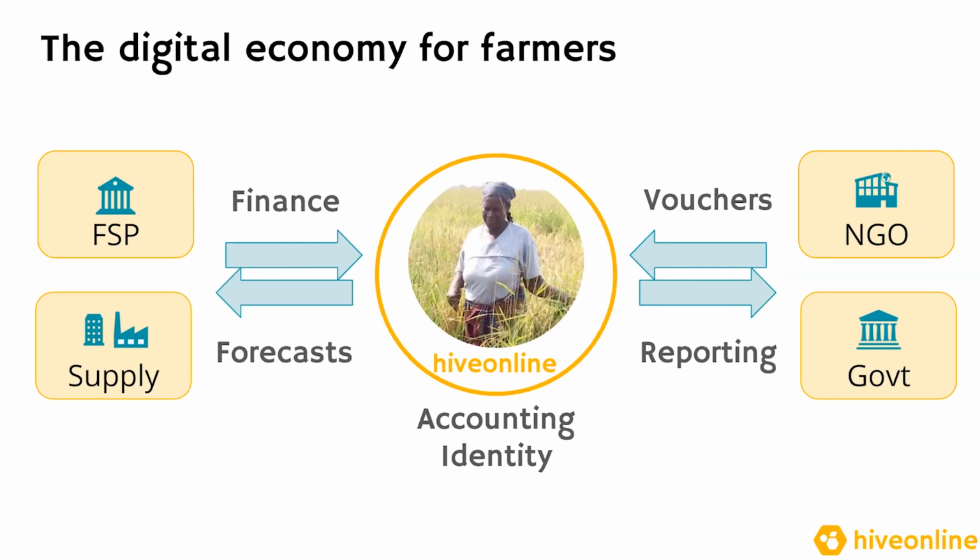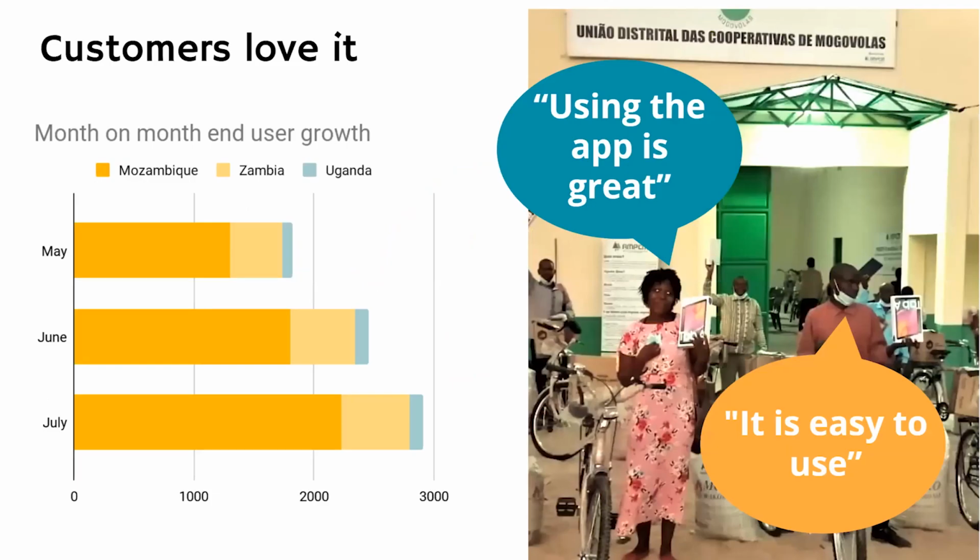It gives farming communities access to markets through digital forecasting. It builds a digital history for access to credit and inputs. Buyers, merchants, and lenders get real-time data and vouchers, taking the risk and cost out of lending, buying, and distribution. We're seeing 30% month-on-month growth in 3 countries and getting rewarding feedback from customers.